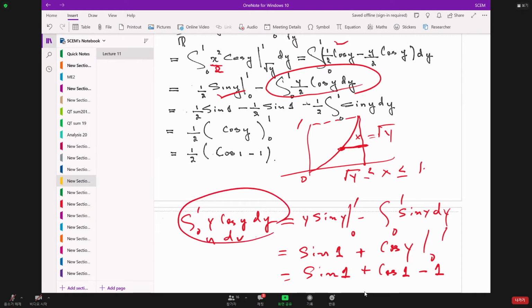Therefore, that integral is so much. Now all you have to do is substitute here. You get a half sine 1, and then you have a half here. Half of sine 1 goes off, that drops off.